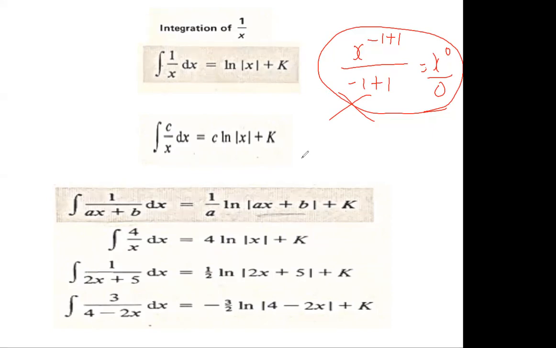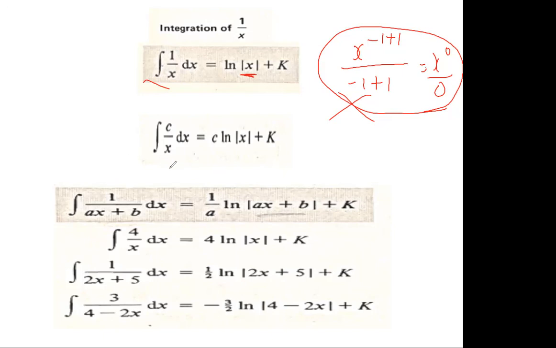But we remember that the derivative of ln x was 1 over x. Therefore, the integral of 1 over x will be ln of the modulus of x and not just x. This is to ensure that, remember, you can't have the ln of a negative number. So we have to ensure that x is positive, or whatever x works out to be, you use the positive of it. And then you put a k at the end, of course.